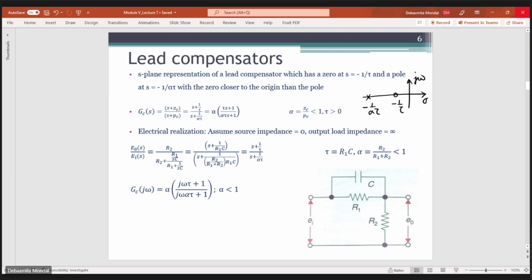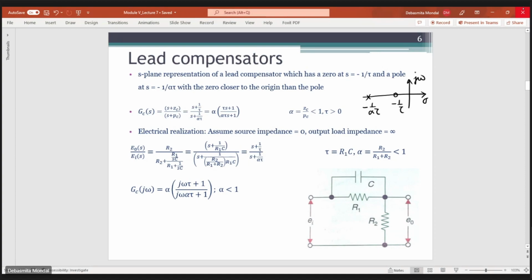Now, in order to realize this lead compensator using an electrical circuit, you have to connect the resistances and capacitances in this way. From here you can find the value of E0 by Ei, which is the overall transfer function of the system. E0 by Ei will be equal to R2 divided by R2 plus the parallel combination of R1 and C, so R2 plus (R1 by SC) divided by (R1 plus 1 by SC).